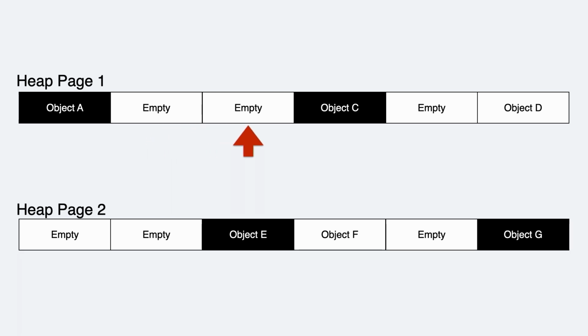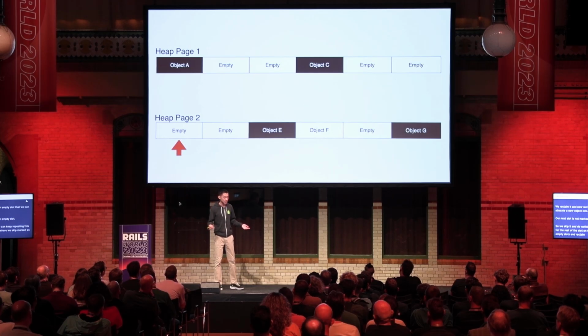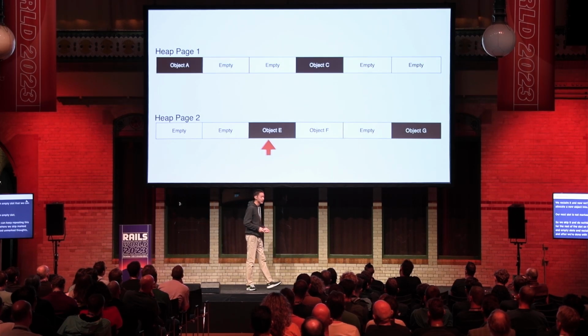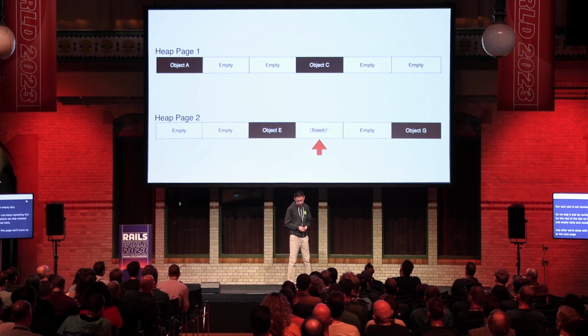Our next slot is not marked, but it is an empty slot, so we skip it and do nothing. And we can keep repeating this for the rest of the slots on this page, where we skip marked and empty slots and reclaim unmarked slots. And after we're done with sweeping this page, we'll move on to the next page and sweep the next page.